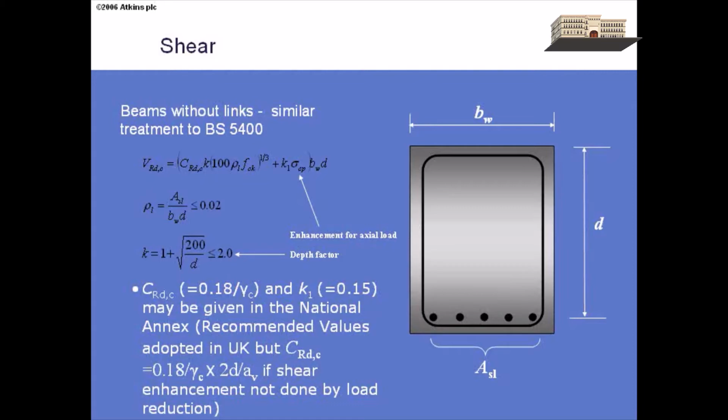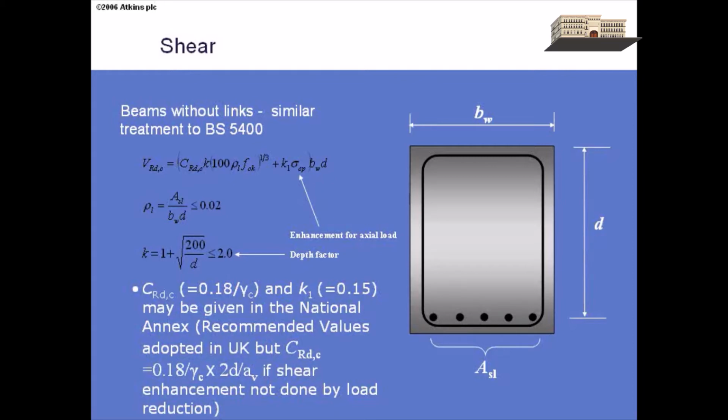There is a depth factor, K, which is not the same as the depth factor in BS500, but it's doing the same job. And then there's a parameter CRDC, which is a nationally determined parameter, but it has a recommended value in the Eurocodes, and the UK National Annex just accepts that. So it says that CRDC is 0.18 divided by the material factor gamma C, and gamma C is 1.5.